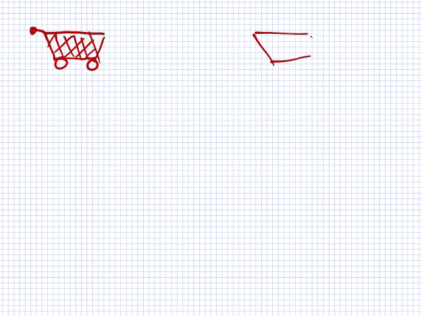Since you really want it to be a shopping trolley, we'll make it a shopping trolley for you. So we can put our food in it, yeah. Okay. Right. Thank you.